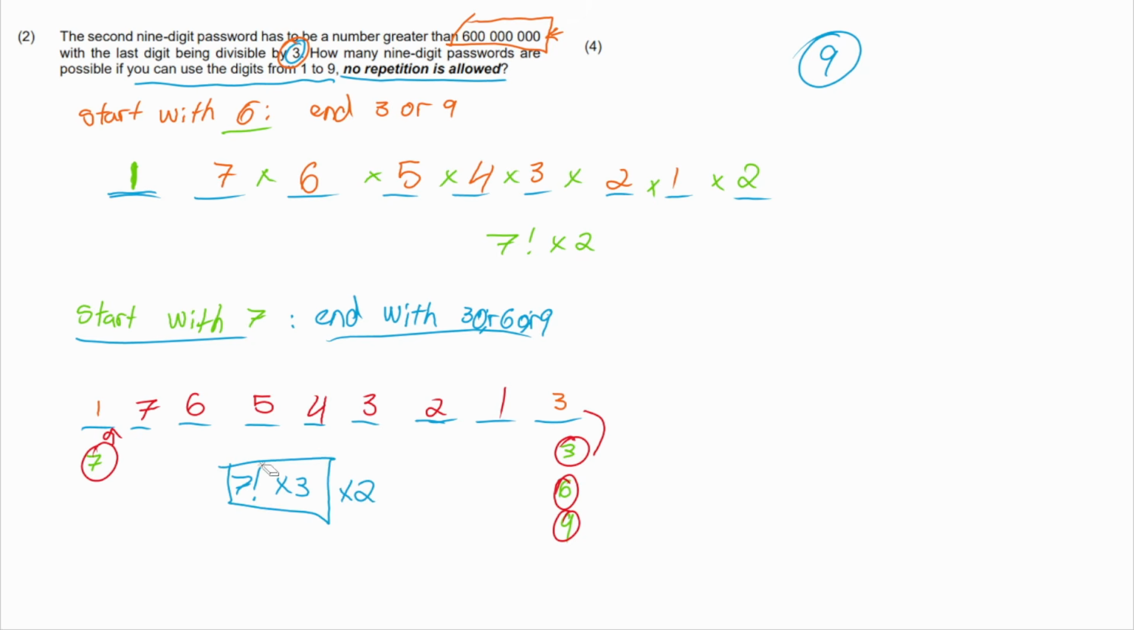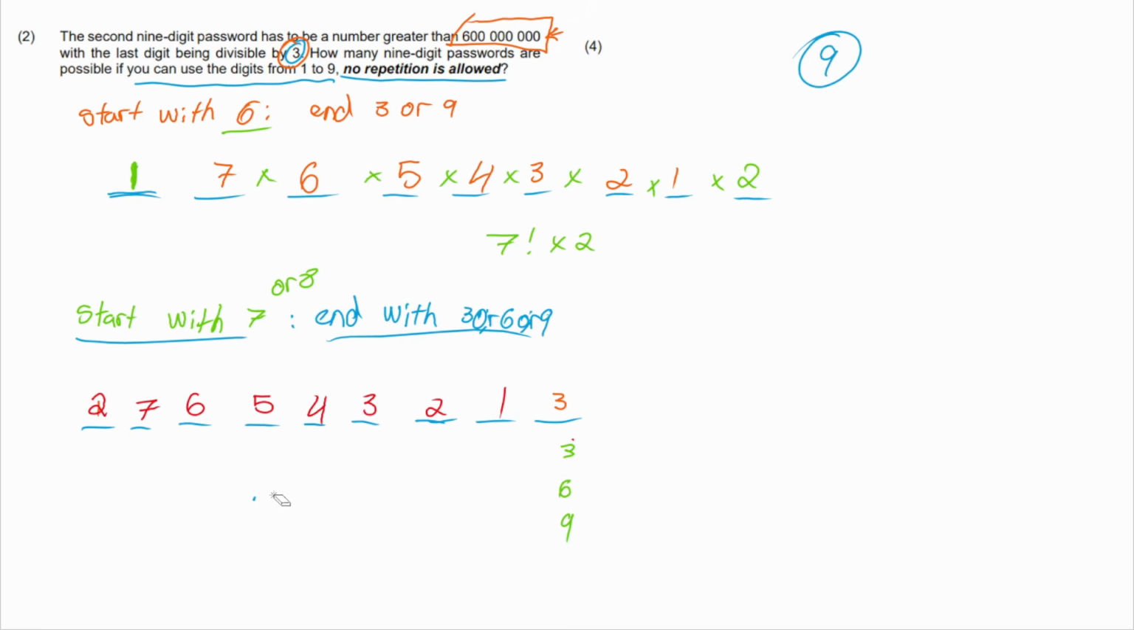Let me also show you what would happen if we have the same conditions, that we're ending with 3, 6, or 9, but we realize that we can start with a 7 or 8. If we combine it in 1, how many options do we have for this first slot? We have 2 options. It can either be a 7 or an 8. So if you combine this in 1, it will just be 2 times 7 factorial.